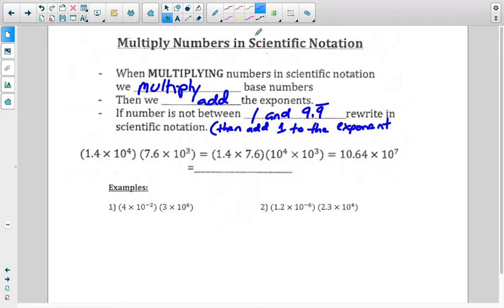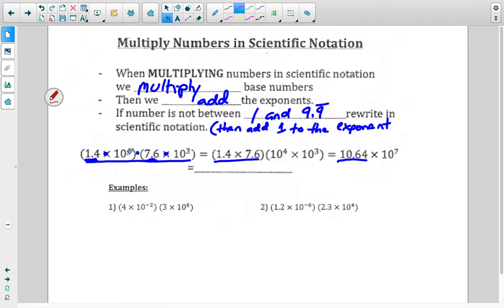So here's one example, mostly already done. The original problem is right here. We're taking 1.4 times 10 to the 4th, and multiplying that by 7.6 times 10 to the 3rd. So this is really all multiplication. So let's rewrite these base numbers together, and let's multiply them. When you multiply it, you get 10.64.